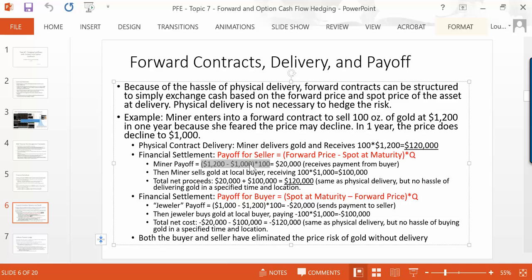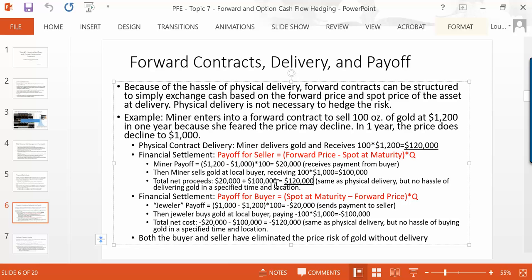And then it just goes ahead and sells its gold to their local market, which happens to be selling at $1,000. So they receive $100,000 for their gold, and they make $20,000 from the forward contract. They made $120,000. So it doesn't really matter if the contract specifies delivery or not. You could have a financial settlement. Now the payoff for the buyer is just this. You just switch the position here. The buyer in this case would lose $20,000 if it went up, because their payoff is the spot price at maturity minus the forward price times the quantity. So let's think about the worst case scenario. Gold becomes worthless.